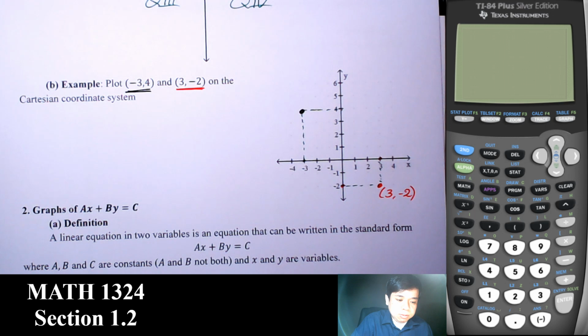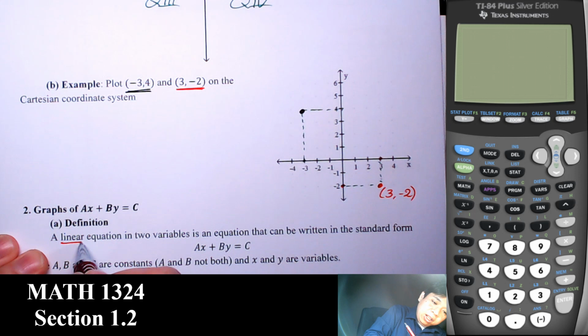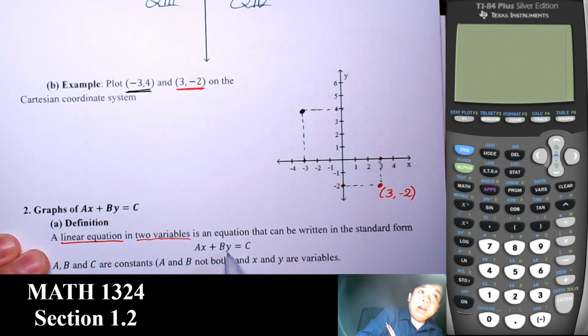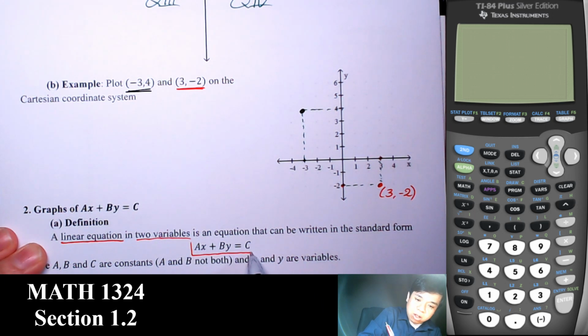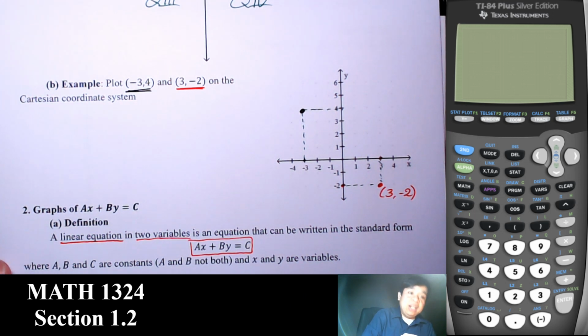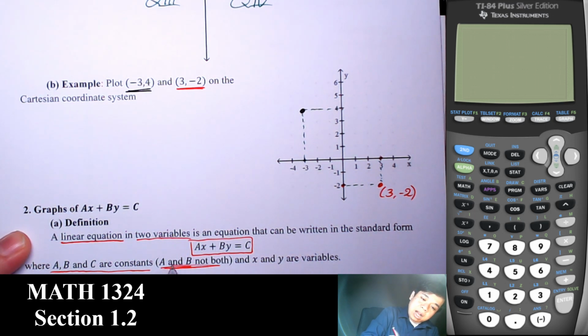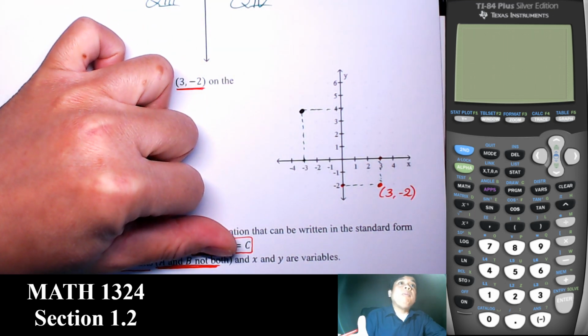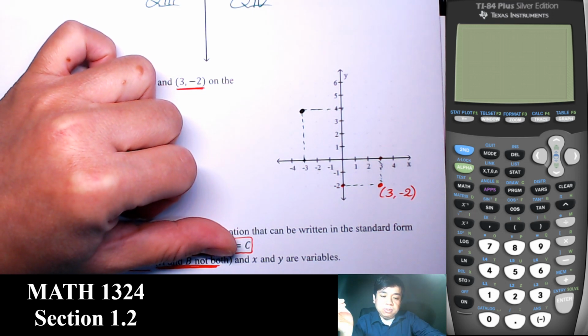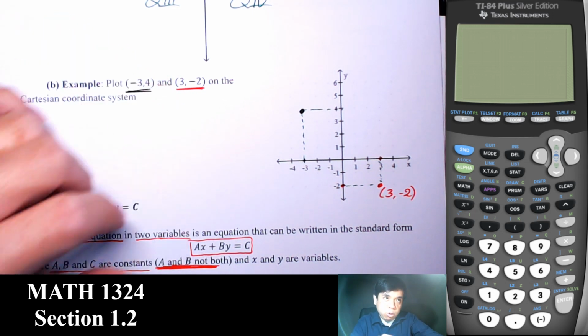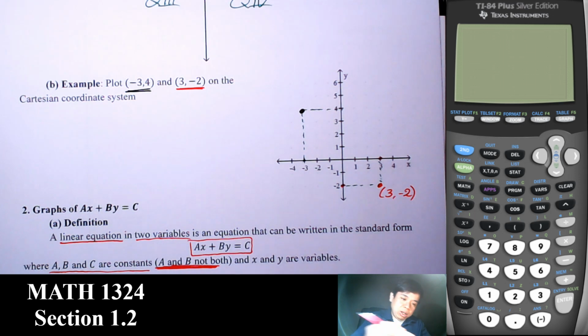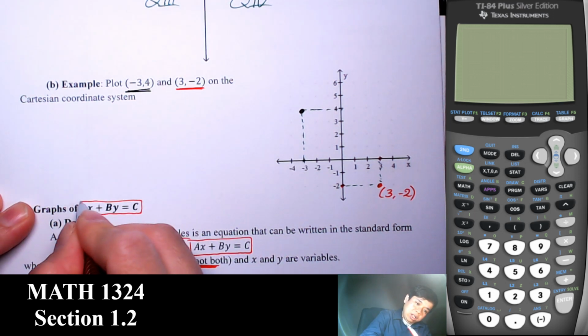Now let's graph a linear equation in two variables. We have x in this and y in it, so we have ax plus by equal to some constant c. The key here is that a, b, and c are constants, but a and b are not both equal to 0. If both of them equal 0, we don't have any x or y, so that cannot be a linear equation. At least one of the variables has a nonzero coefficient. Anyway, ax plus by equals c.